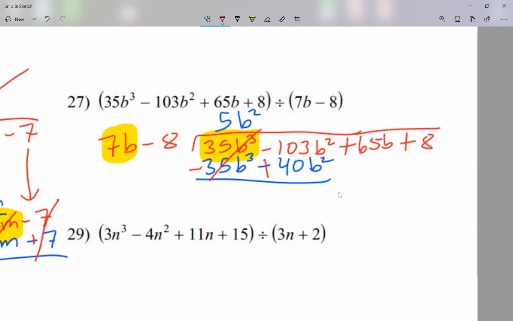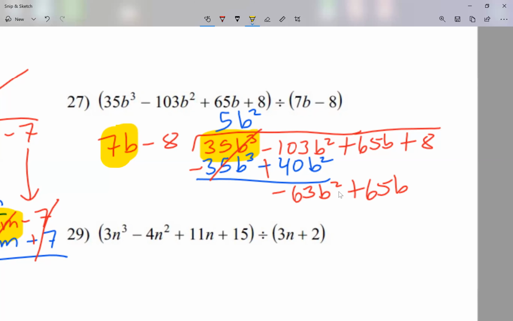Negative 103 plus 40. That gives me a negative 63b to the second. Signs were different, so I subtracted 103 minus 40. Keep the sign of the larger one. All right, let me bring the next term down. So plus 65b.